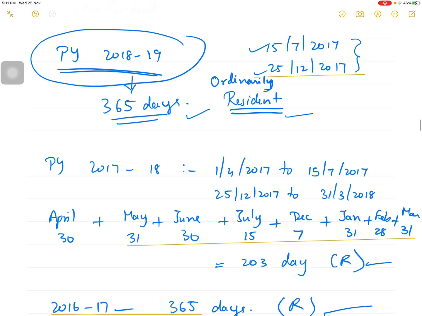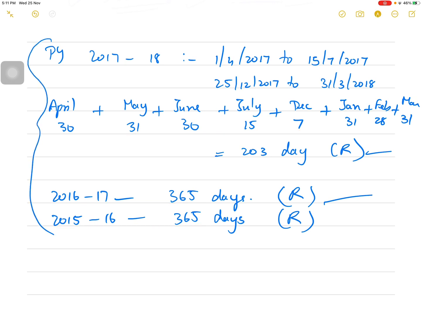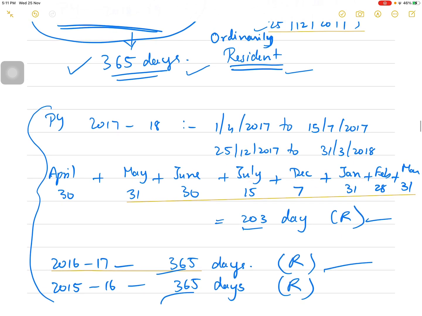Because during the previous year his stay is more than 182 days, and in the 10 years preceding the previous year he has been resident for more than 2 years, and in the 7 years preceding the previous year his stay in India is more than 730 days. You don't need to check all 7 years. When you check 3 years, you get that his stay is more than 730 days and he is resident for more than 2 years out of 10 years. So he satisfies both the additional conditions, therefore he is ordinarily resident.